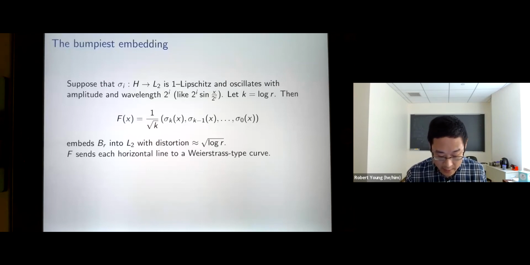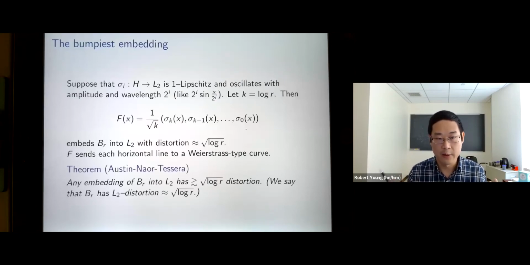So then this sends each horizontal line to a bumpy curve, to a Weierstrass type curve. And just like we said, these Weierstrass type curves, these curves that are 1 over root k bumpy at k different scales, are the bumpiest curves you can construct. This is the best embedding you can construct.